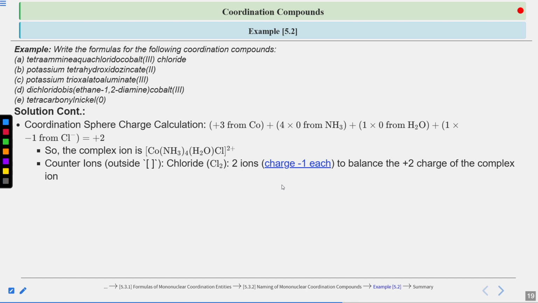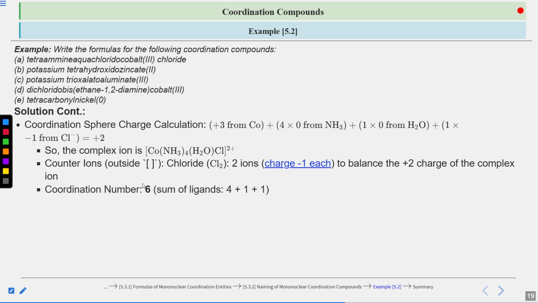Remember, while writing the formula, we have to keep in mind that the cation and the anion should balance each other. So we have a cationic complex having charge plus 2, so the counter ion will have charge minus 2. So chloride ions will be present as counter ions in two numbers, each carrying minus 1 charge to balance the plus 2 charge of the complex ion.